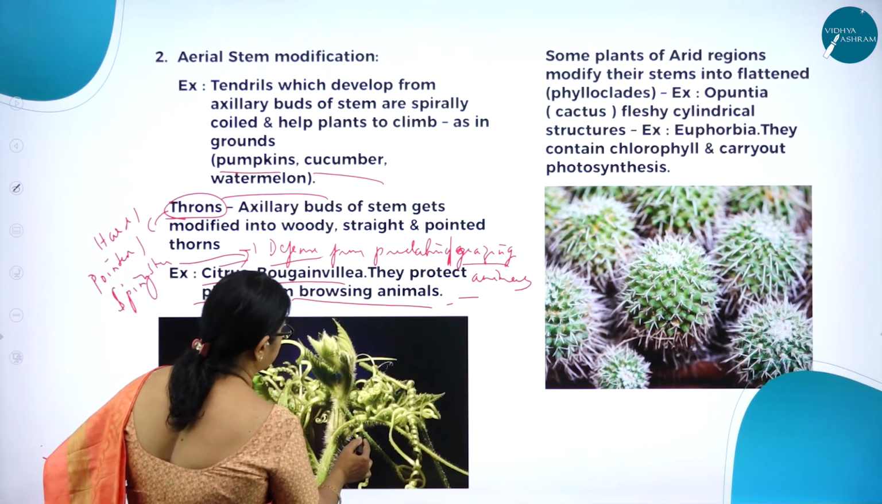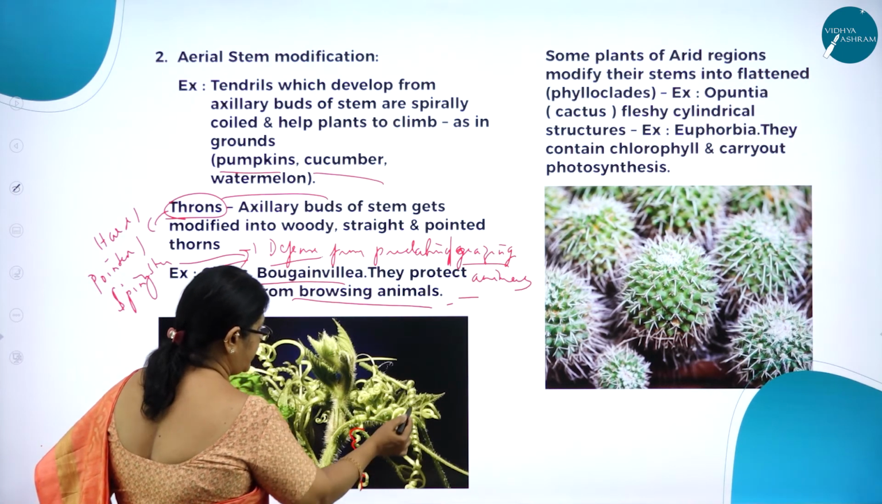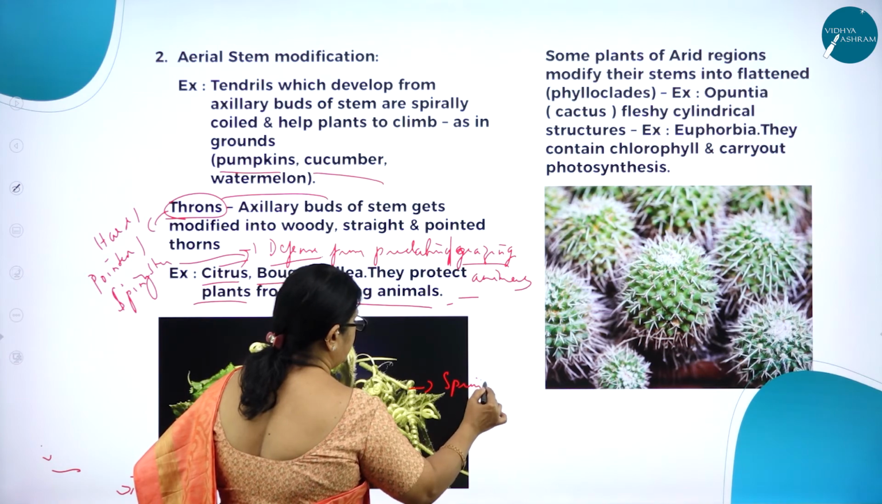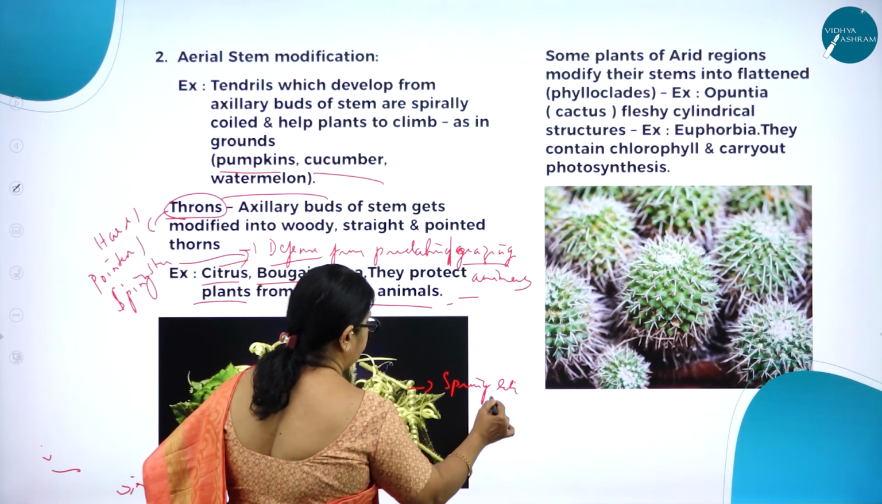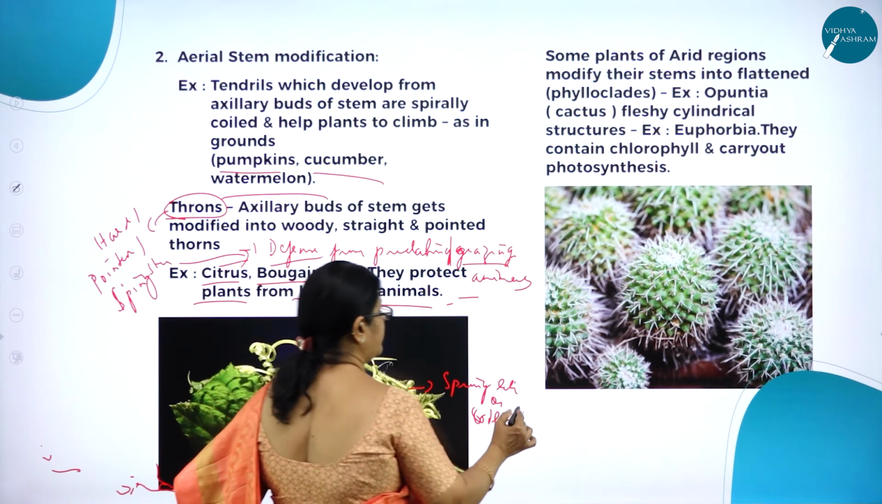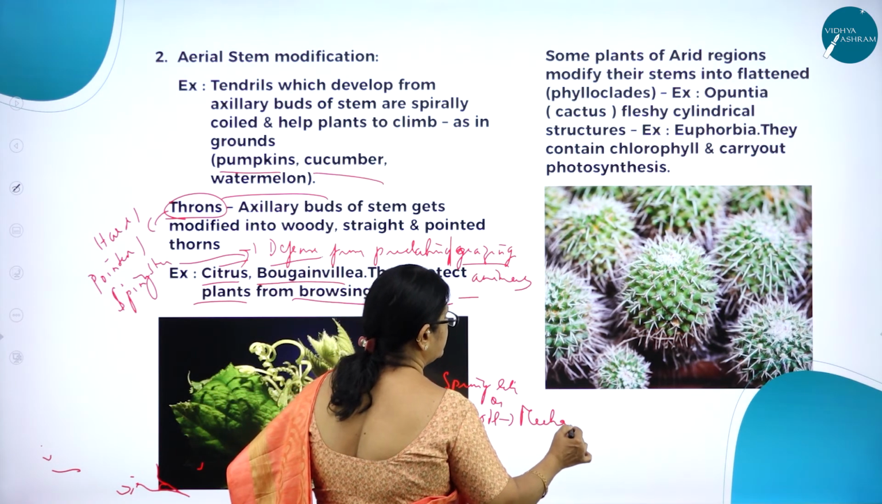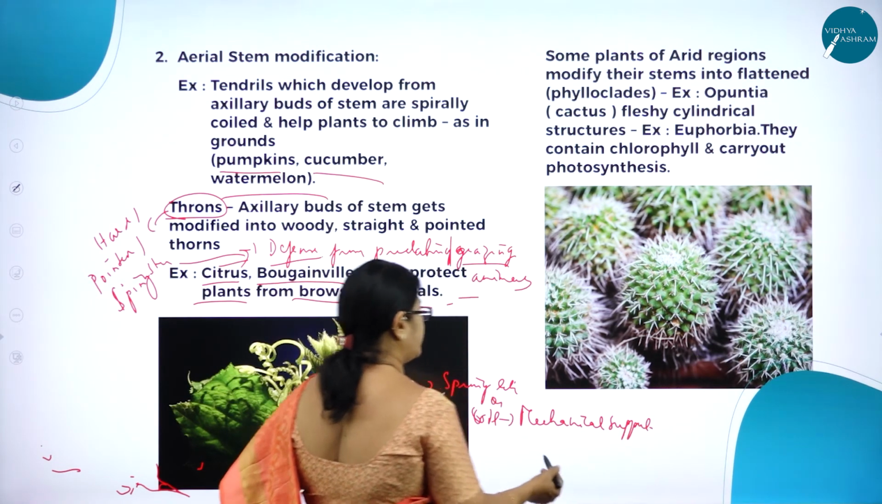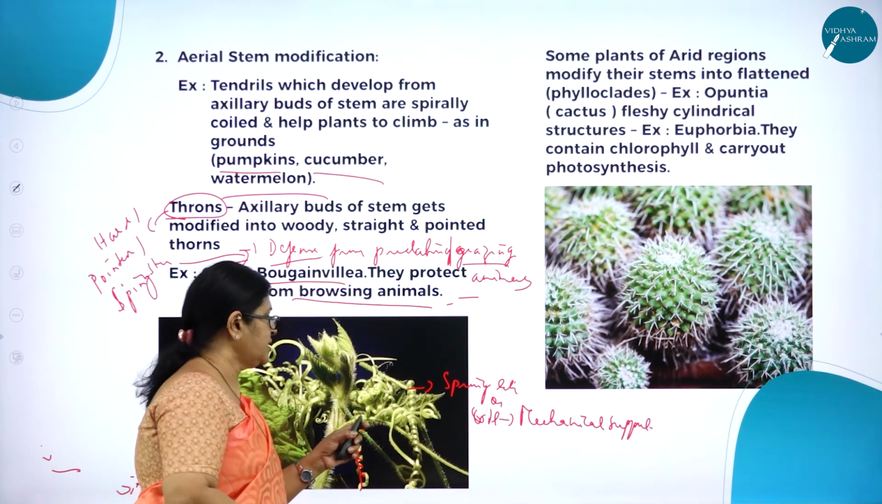So here you can see this tendril. You can see the spring-like structures, spring-like or coil. They are for mechanical support. They take the support of the other plants and grow.